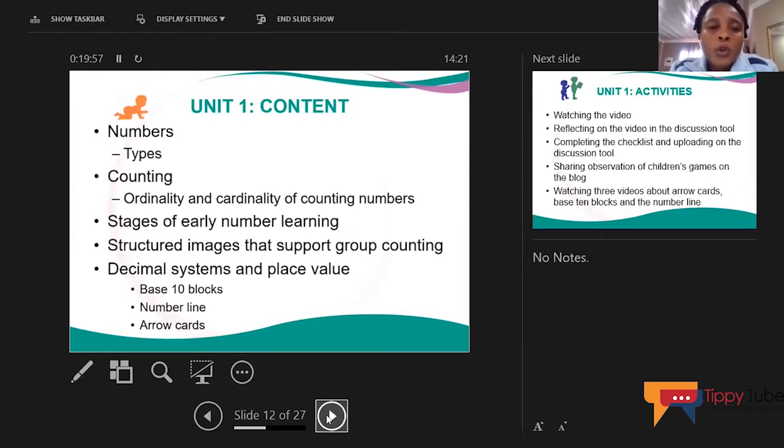Firstly, you're going to learn about numbers, mostly the types of numbers, and you learn about counting. We do have ordinality and cardinality of counting numbers. We have stages of early number learning. We have structured images that support group counting. We have decimal systems and place value. Under decimal systems, we're going to be focusing on base 10 blocks, number line, and the use of arrow cards.